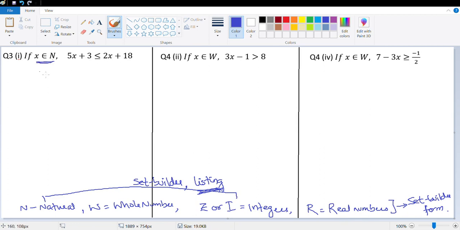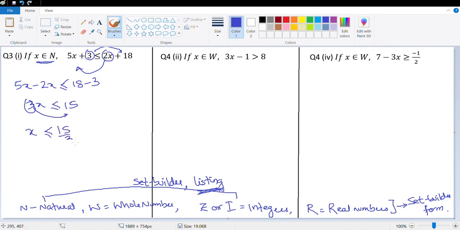Let's take 2x on this side of the inequality and 3 on this side. So 5x minus 2x is less than or equal to 18 minus 3, which is 3x is less than or equal to 15. Let's take 3 on this side, which means I'm dividing, so x is less than or equal to 15 by 3, which means x is less than or equal to 5. So that's my answer. X belongs to natural number and x is less than or equal to 5.